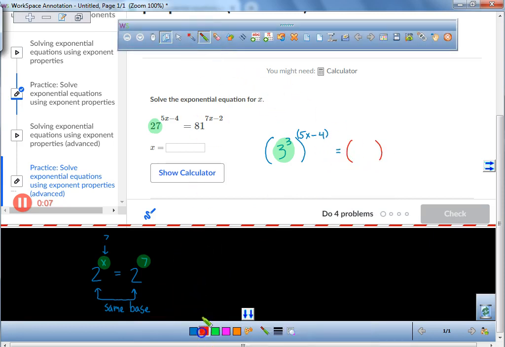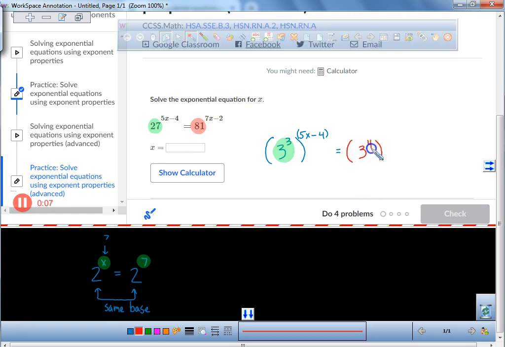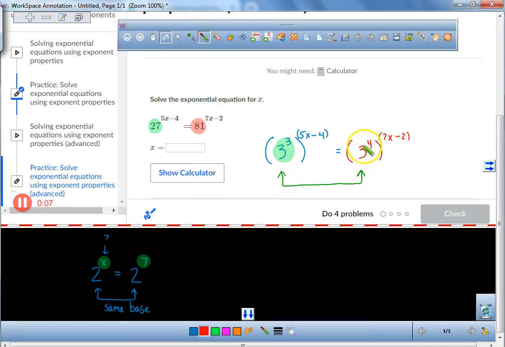So over here, 81. I'm going to change 81 to 3 to the power of 4. Why 3 to the power of 4? Because I had to find the same base. So yes, 81 is 9 squared, but I couldn't use a 9. I had to use a 3. So 3 to the power of 4. Now what's already sitting out there? A 7x minus 2. Well, now that you got the same base, and what base did we change everything to?